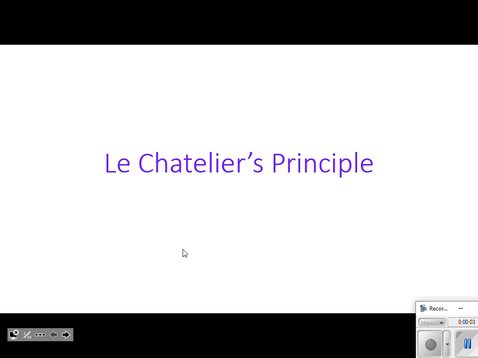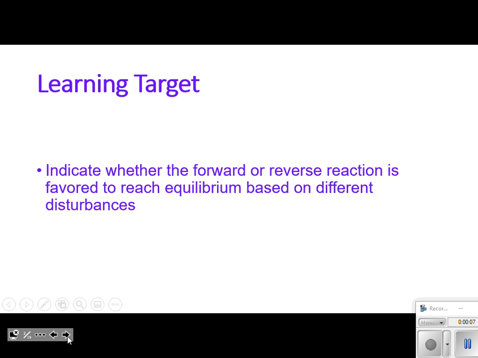So like I said, our learning target is to indicate whether the forward or reverse reaction is favored to reach equilibrium based on different disturbances. How are we going to reach this? Well, we talked about equilibrium yesterday. Today, we are going to add some disturbances.